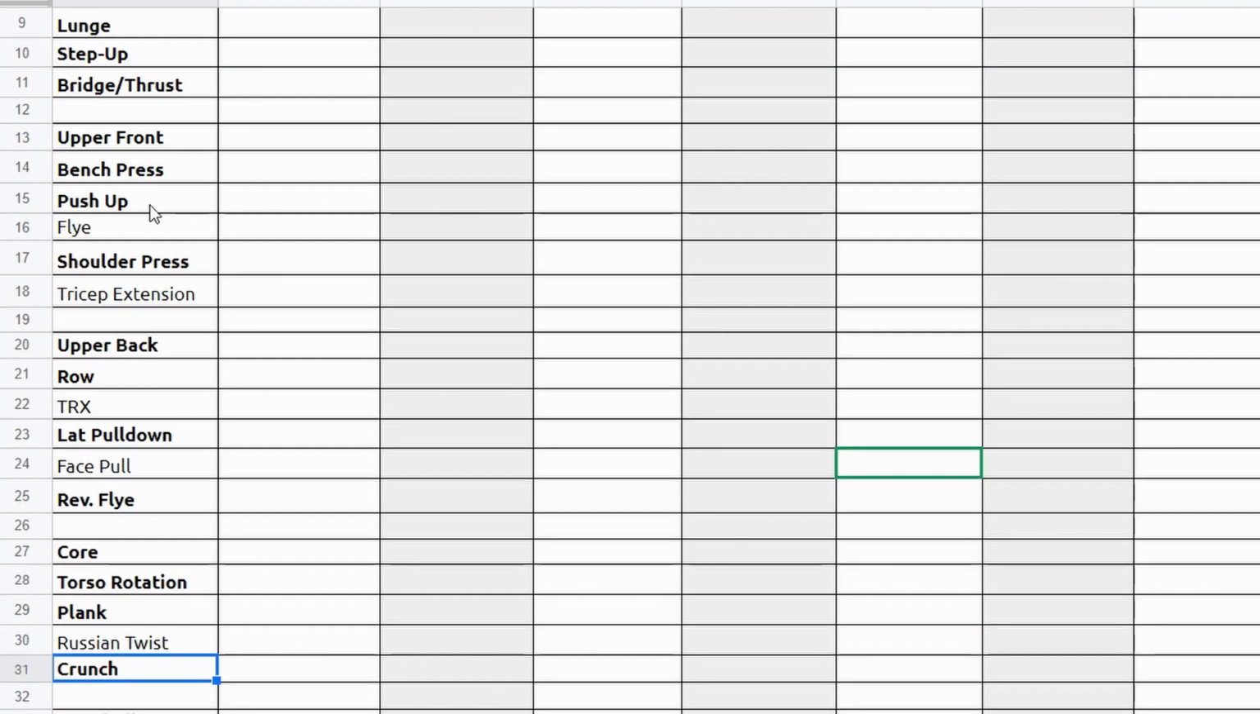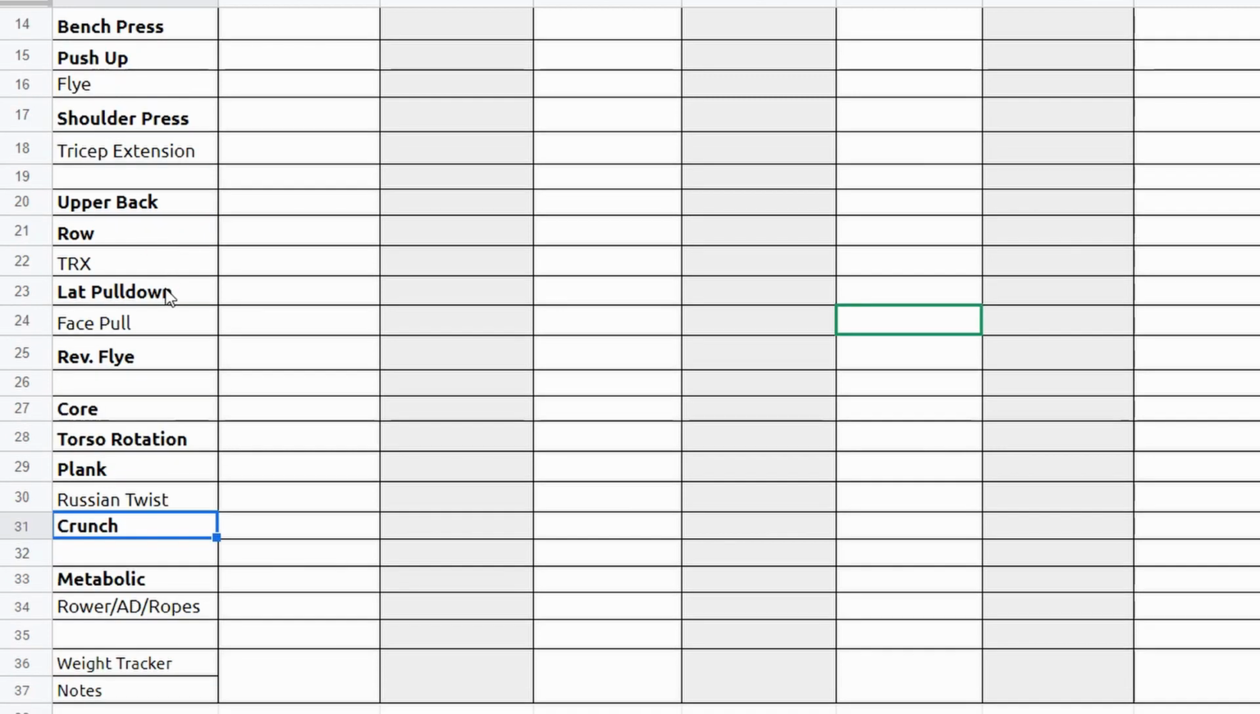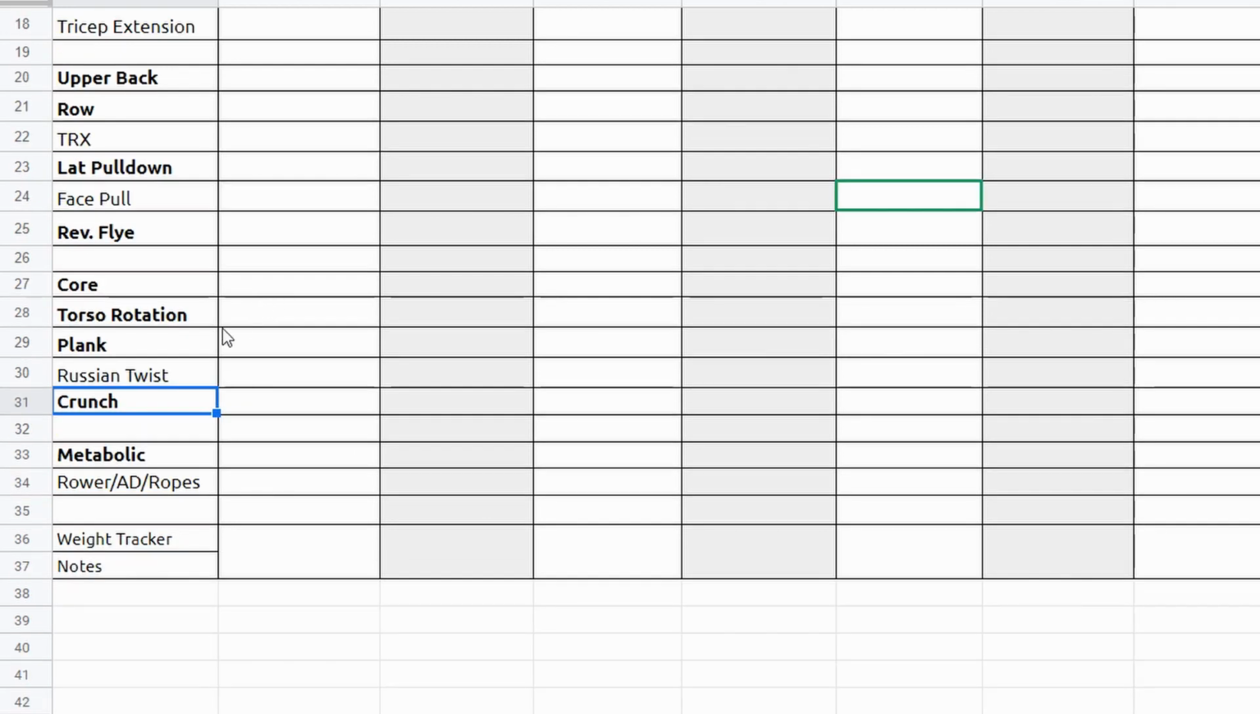For pushing exercises, bench press, push-ups, shoulder press. For pulling exercises, we got rows, lat pull-downs, and the reverse fly, which is a pretty underrated move. And then for core, I want them working on planks, some sort of crunch, plenty of different variations that they could do there, and then some sort of core rotational exercise.